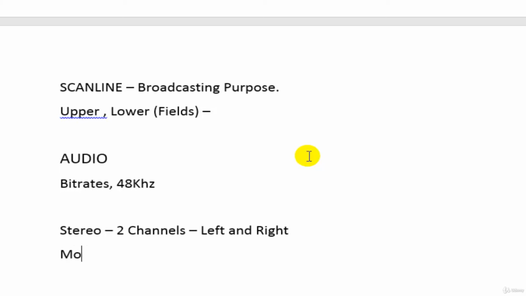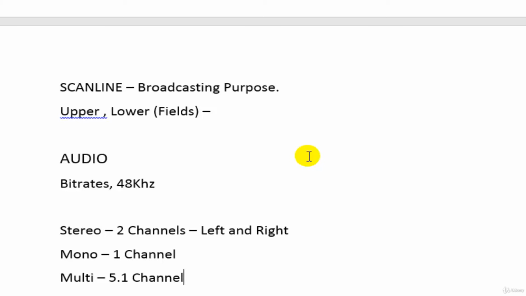It can also be a mono channel, which would have only a single channel, and it can also be multi-channel, which would have a 5.1 channel layout. So basically what these mean is: stereo, two channels, so it would have the audio information on the left channel as well as on the right channel.